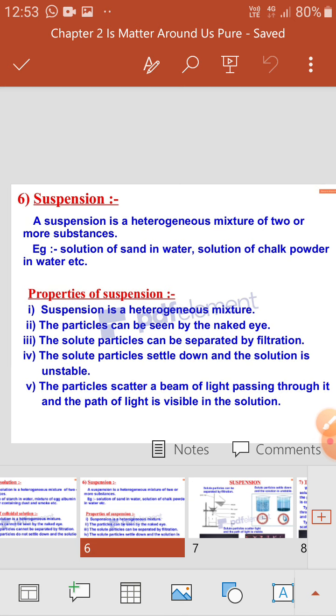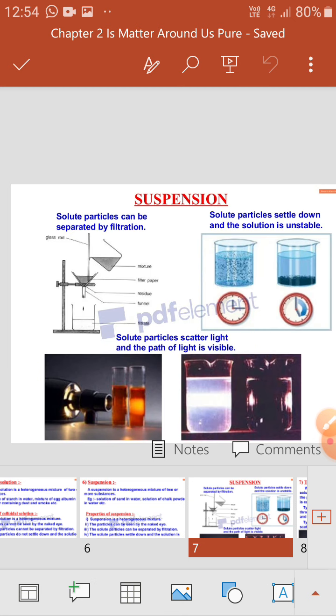First of all, if you understand the activity, on the basis of the activity you will be able to understand what is a solution, what is a suspension, and what is a colloidal solution. But all these three mixtures are heterogeneous mixtures. So here is given the process for the suspension.